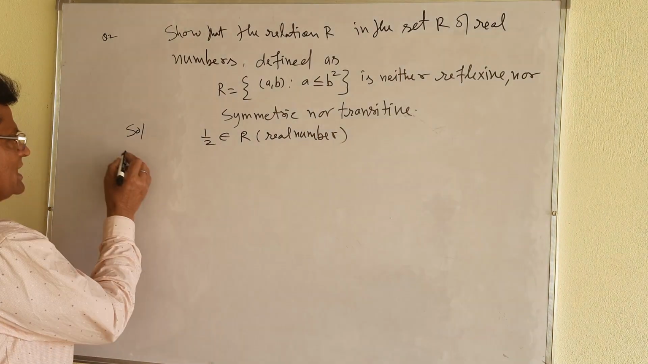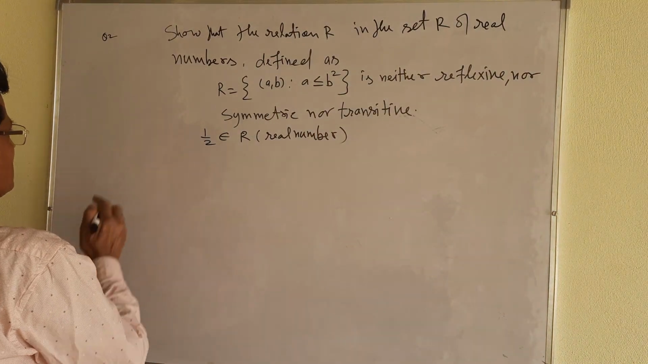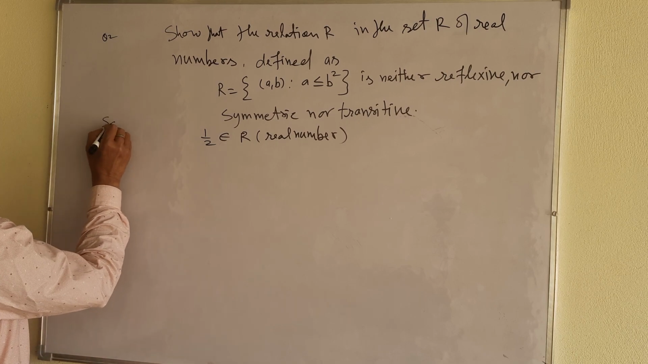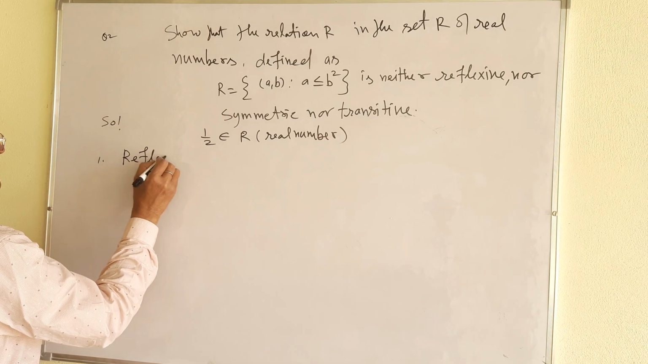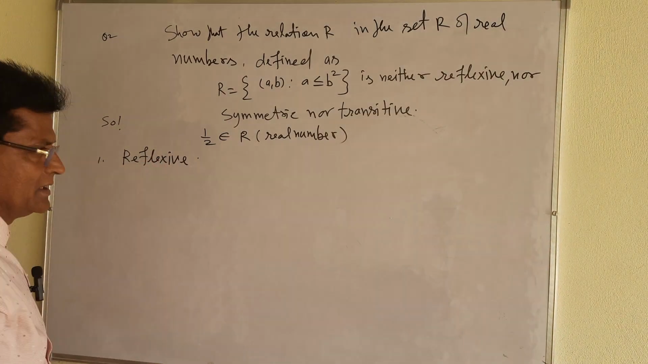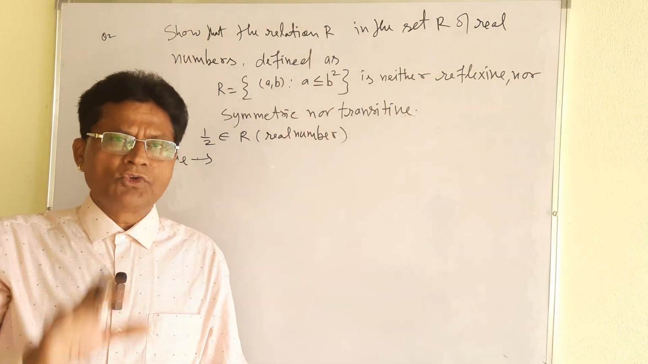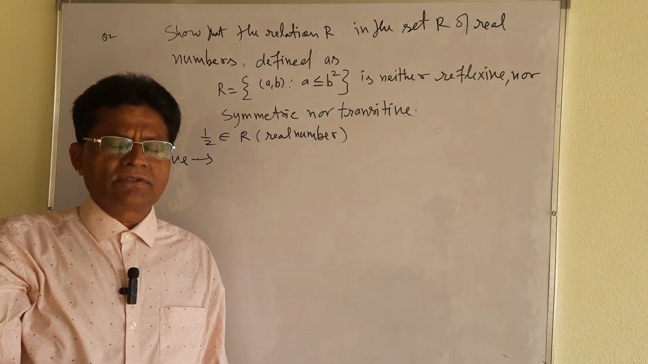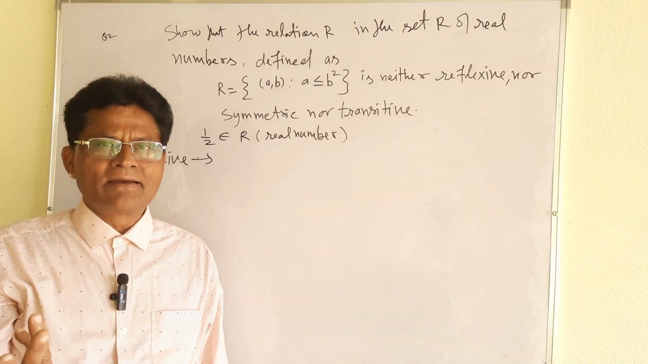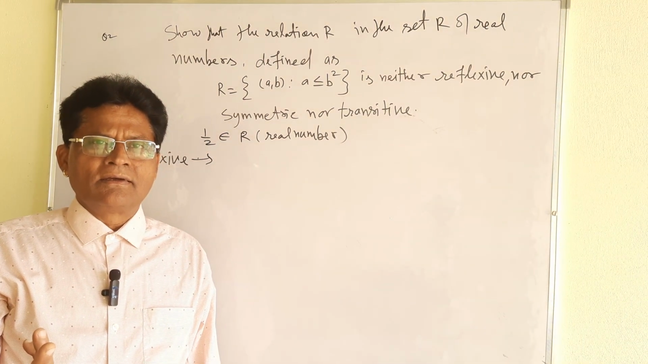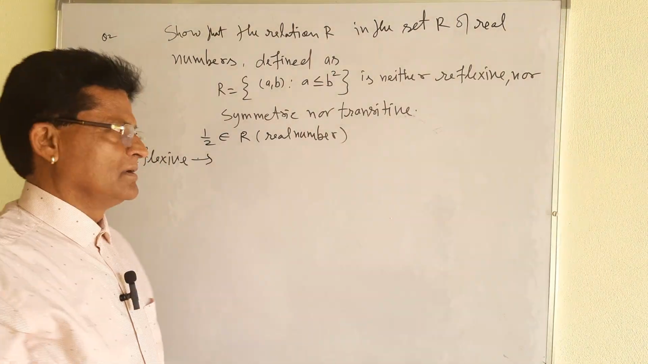So, for the reflexive relation, let me take the reflexive relation first. Solution, I am just going to write over here. First is reflexive. Try to understand carefully. For the reflexive relation, I told you by the diagram, the ordered pairs which lie on the diagonal will be there for reflexive relation.